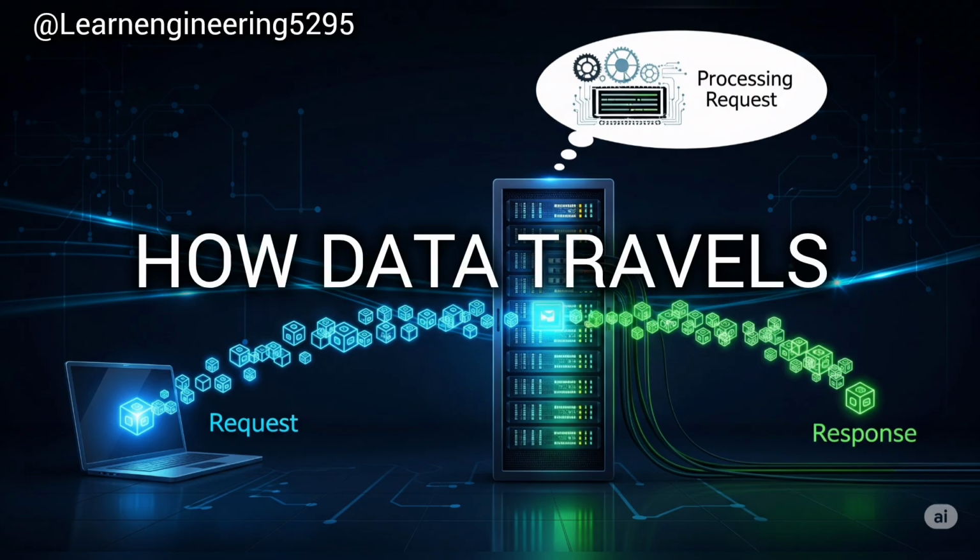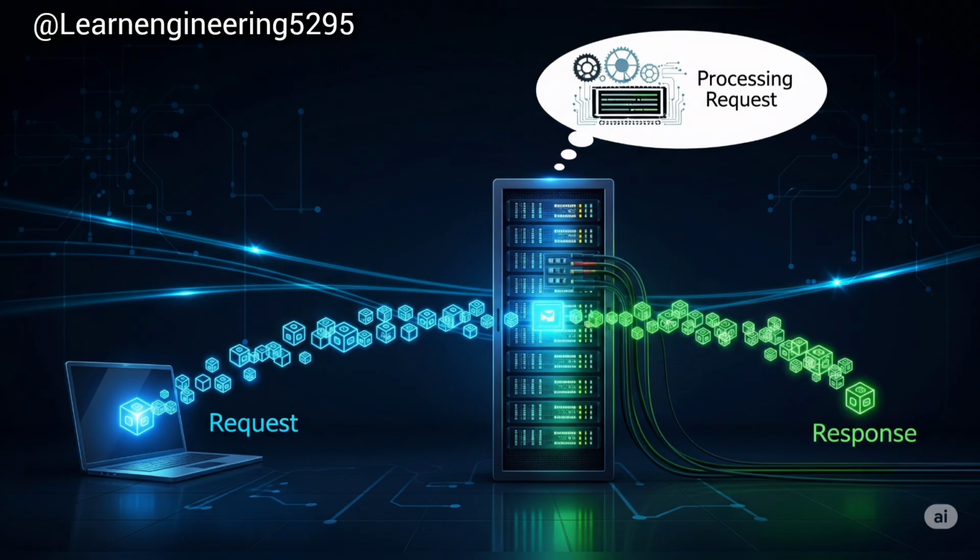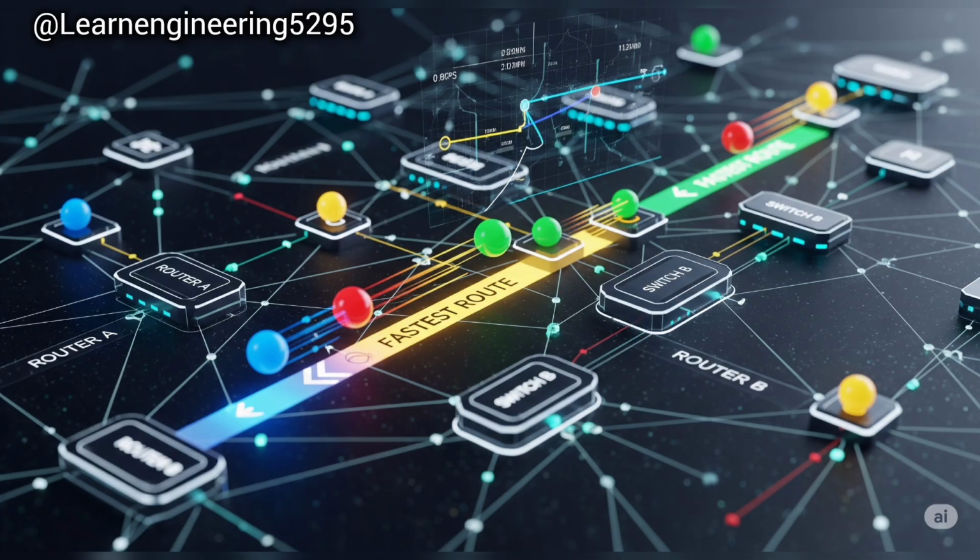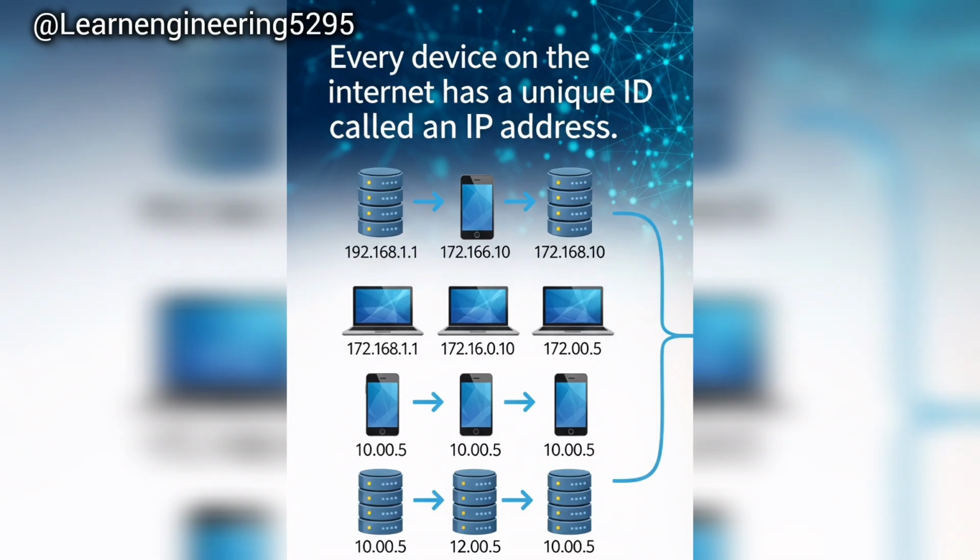How data travels. When you visit a website, your device sends a request called a data packet to a nearby server. The server finds the information and sends it back to you, also in packets. These packets travel through multiple routers and switches, choosing the fastest route possible, kind of like GPS navigation but for data.